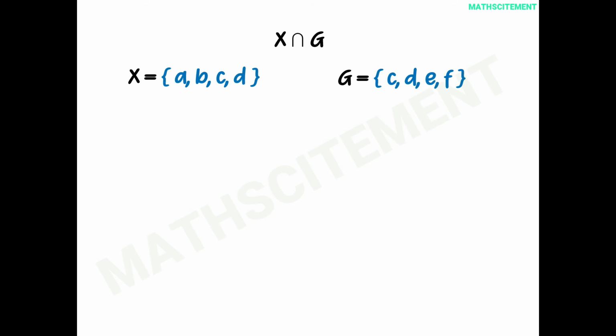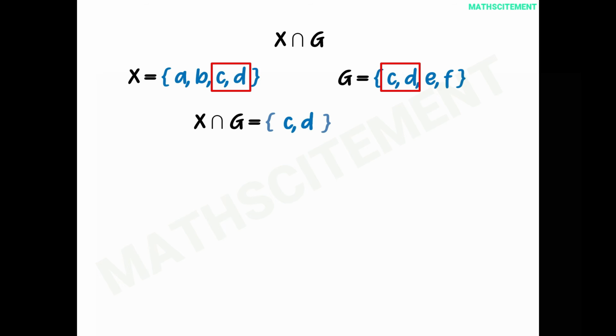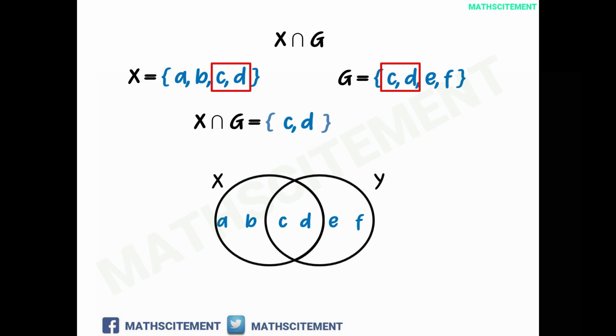Now let's see what is intersection. The intersection of sets means those elements that are common to both the sets. That is, elements that are in set X as well as in set G. The elements common to both the sets are C and D. So intersection here means children who study both German and Chinese. In the Venn diagram, the common or the overlapping part represents the intersection of the sets.